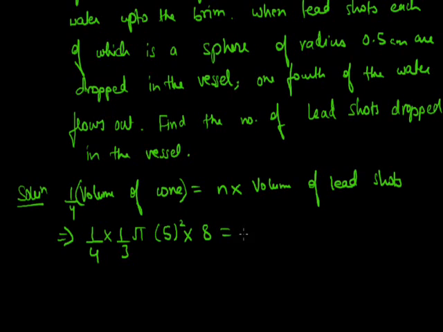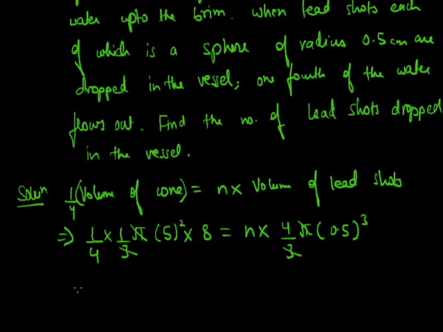This will be equal to n into the volume of the lead shots, which are in spherical shape, so it will be 4 by 3 pi r cube. R is the radius of the spheres, which is equal to 0.5. So that is 4 by 3 pi r cube. And now we will solve it, and accordingly we will find out the value of n.